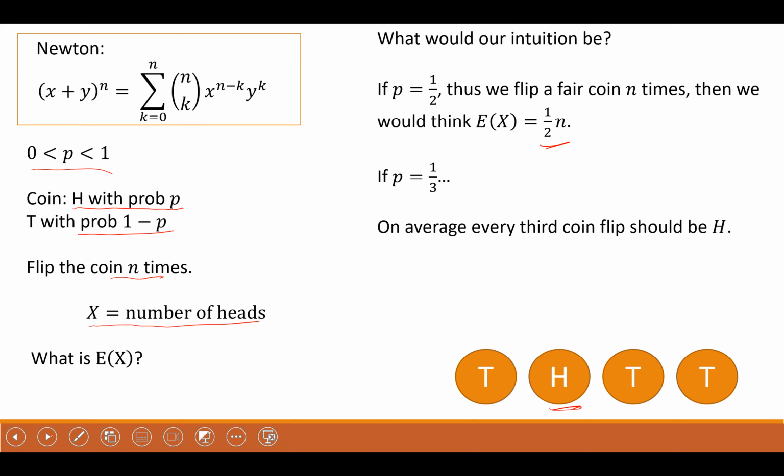If the coin was not fair and it came up heads with probability 1/3, then I would expect to see about 1/3 of those coins to be heads. So my expected value of X would be about 1/3 n. That's our intuition. It's a good intuition, and we're going to prove that it's correct.